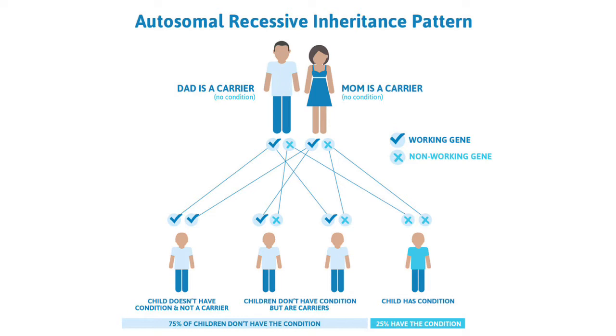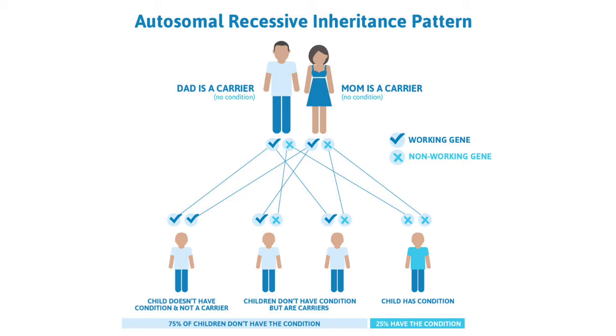The second possibility is the mother would pass on her non-working copy of the gene, the copy with the variation, but the father would pass on his working copy of the gene, so that child would be a carrier. The third possibility is that the mother would give her working copy of the gene with no variations, and the father would give his copy with a variation, the non-working copy. Then that child would be a carrier too.